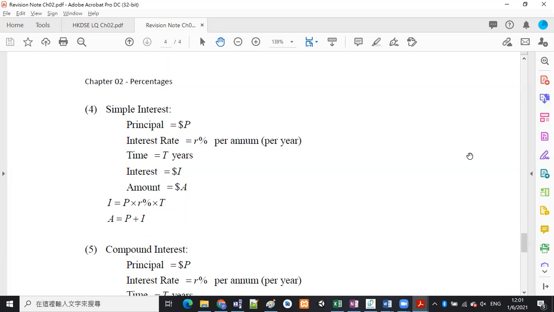But of course, if you put the principal, the original amount of money, in the bank, the bank will not just give you the little extra part. Sometimes later the bank will also give you back the original principal. So the original principal and the extra part all together is called the amount.